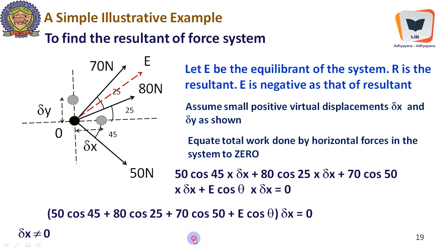Now, we will have this E cos theta, an unknown, to this side. We will send it to that side and we will just calculate this. And this becomes 152.86. The summation of this portion, 70 cos 50, 80 cos 25, 50 cos 45. And E cos theta is sent to that side for a specific purpose.